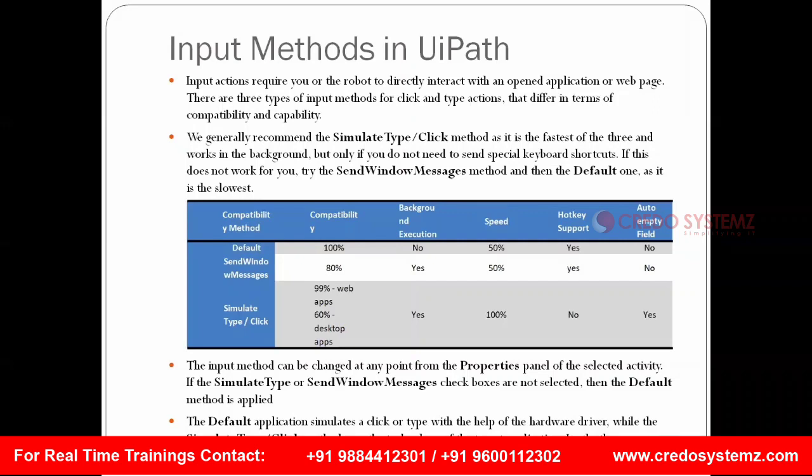So what do you actually do? There is a difference in the situations in which each input method can be used. Certain input methods work with background execution, and some might not. For example, send windows messages and simulate type might work for a process automation which executes as a background automation. Similarly, when default or send windows message is checked in the property window, it might support hotkeys, so you can use hotkeys in your program. There are major differences between all three.